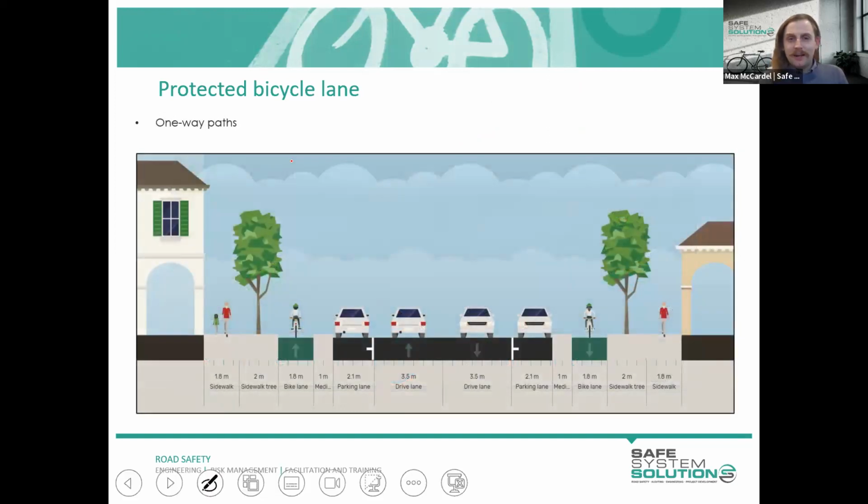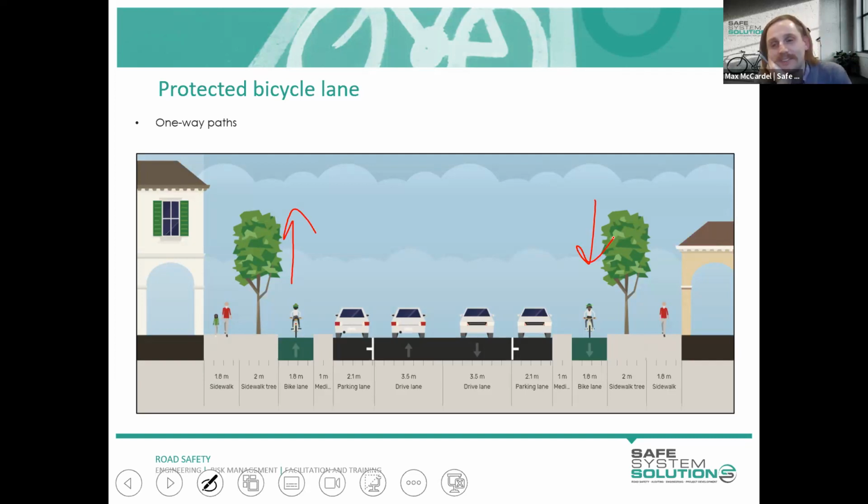When we look at our protected bicycle lanes, there's two main configurations that you can implement. One is a one-way path, which is shown here. This is just a typical cross section where you'd have a protected bicycle lane on one side of the road and then another protected bicycle lane on the other side of the road. This is probably the most common that you will see across our jurisdictions, but there are examples of the other type, which we'll get into shortly.